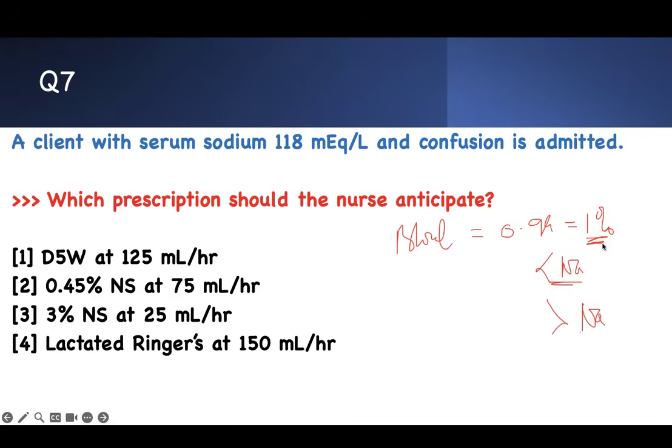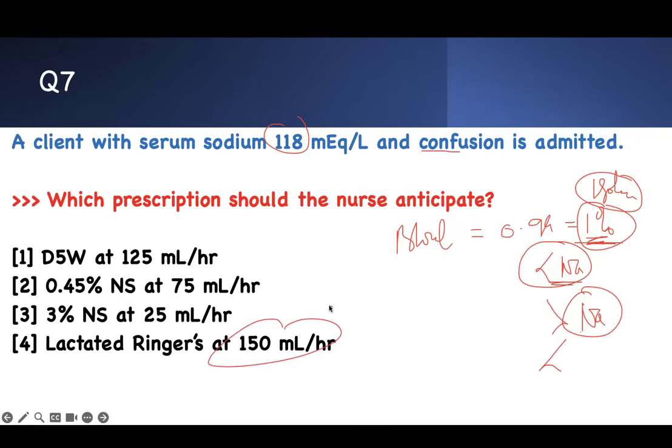Then I go back to this scenario. My 1% is isotonic fluid. Therefore, if I'm lower than isotonic, I should give you something higher than isotonic. If I'm higher than isotonic, I should give you something with what? Hypotonic, lower than isotonic. In this condition, we have lower than isotonic because the sodium is 118 and the patient is confused. Therefore, I should give you a fluid that is what? Greater than isotonic fluid. Lactated Ringer's is isotonic, so negative.